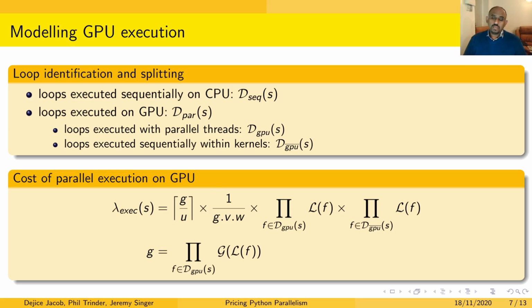Some NVIDIA GPUs have 9 and others have 30, some have 64. So we multiply this by this term here, G over U, where U is the number of actual physical streaming multiprocessors in an NVIDIA GPU.